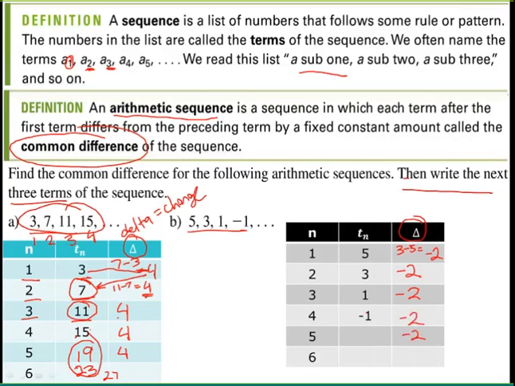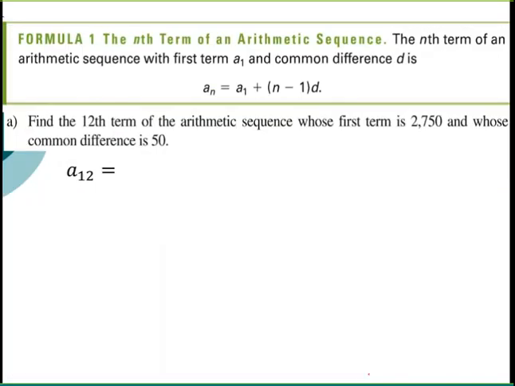So to get the next 3 terms, I take negative 1, subtract 2, I'm going to get negative 3. Negative 3 subtract 2, I'm going to get negative 5. And then if I subtract 2 more, I'm going to get negative 7. So this is how you deal with arithmetic sequences.